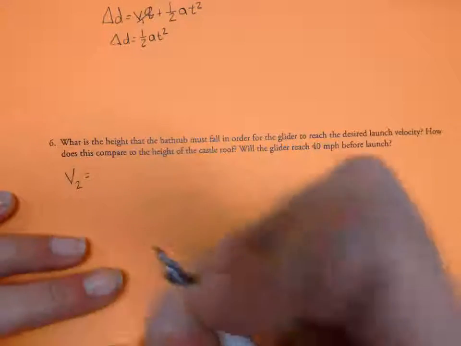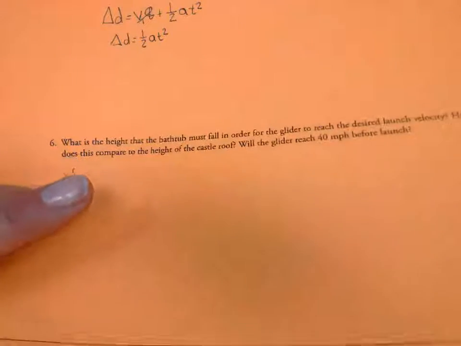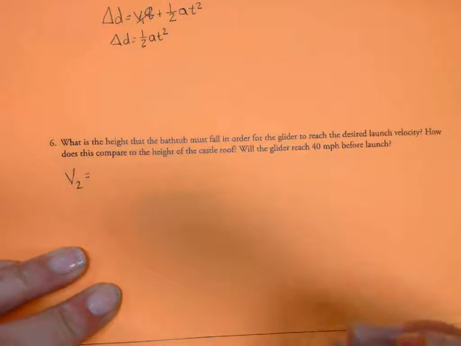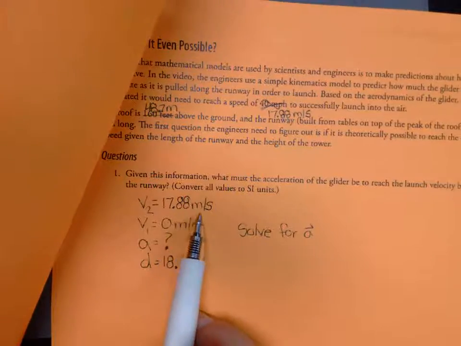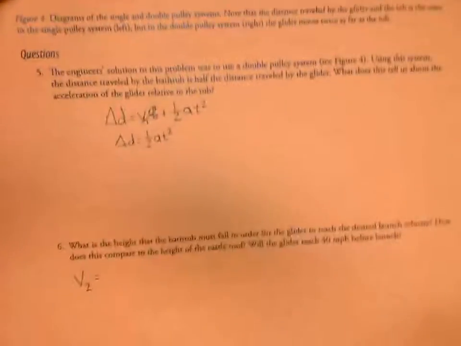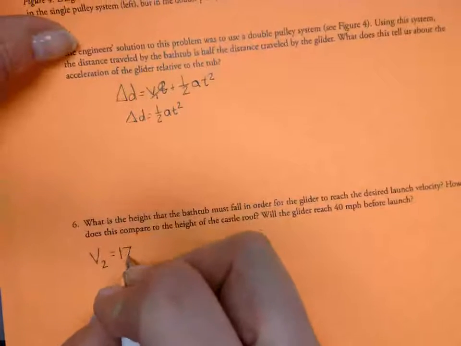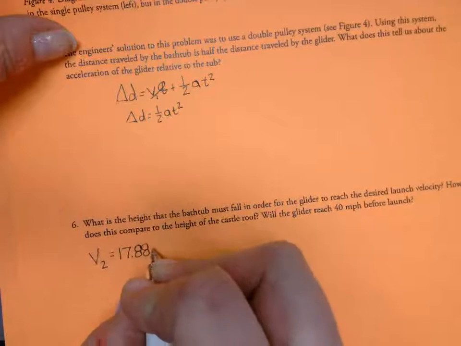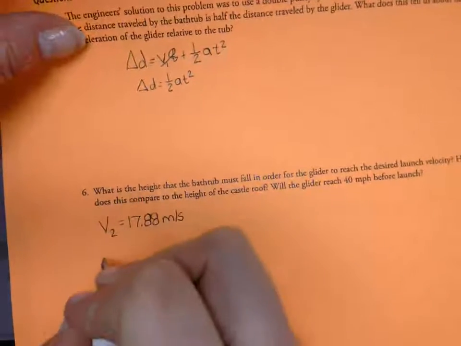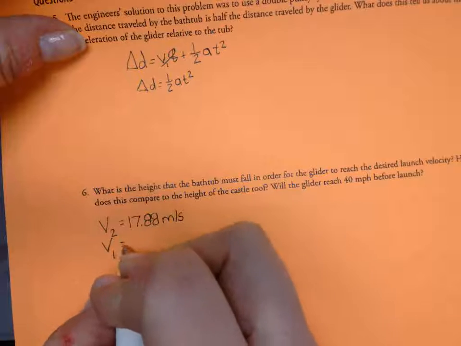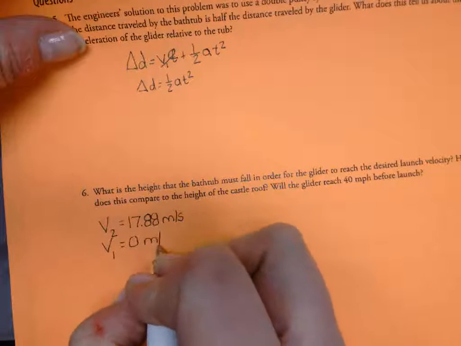The desired launch velocity was written a couple pages before. We also had it on our first kinematic problem. The desired launch velocity is this 17.88 meters per second. So we're going to write down 17.88 meters per second. The plane still starts at 0 meters per second.